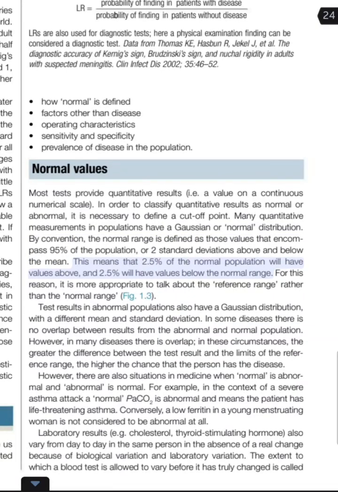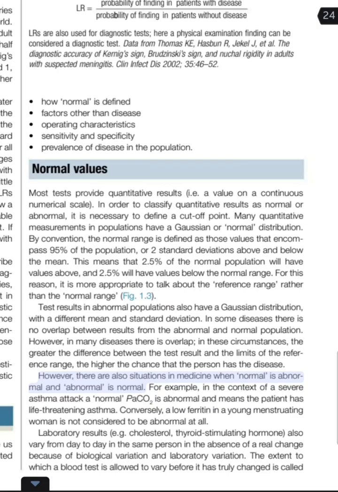This means that 2.5% of the normal population will have values above, and 2.5% will have values below the normal range. For this reason, it is more appropriate to talk about the reference range, rather than the normal range, Fig. 1.3. Test results in abnormal populations also have a Gaussian distribution, with a different mean and standard deviation. In some diseases there is no overlap between results from the abnormal and normal population. However, in many diseases there is overlap. In these circumstances, the greater the difference between the test result and the limits of the reference range, the higher the chance that the person has the disease.